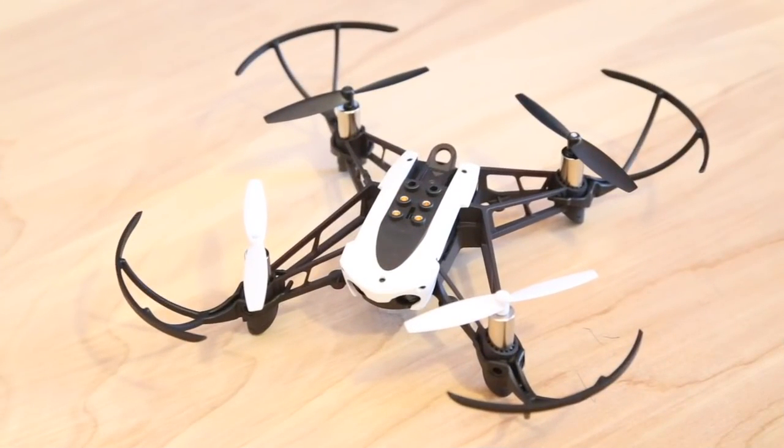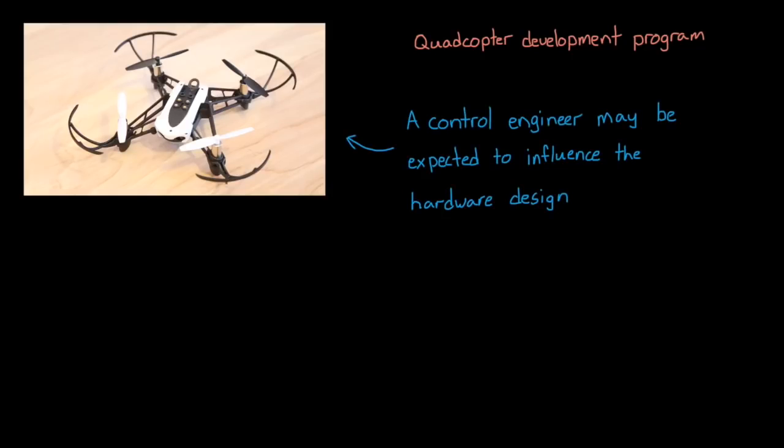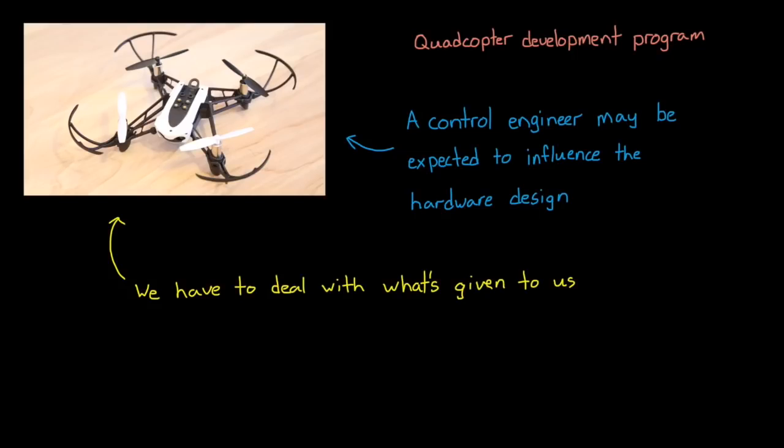Now, in order to set up our control problem, we need to spend a little time understanding our hardware. In this case, the hardware already exists, so I don't have the ability to easily change the sensors or actuators in any meaningful way. Now, if you're the control engineer for a quadcopter development program, that wouldn't be the case. You would probably be expected to guide and influence the design process so that the hardware is appropriately designed to meet your control requirements. But since our hardware is already built, we have to deal with what's given to us. So let's take a look at the mini drone and see what we have to work with.